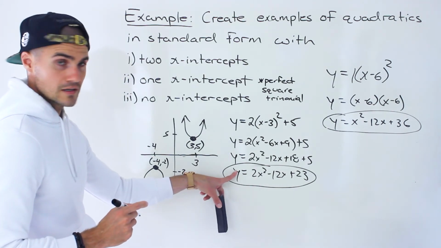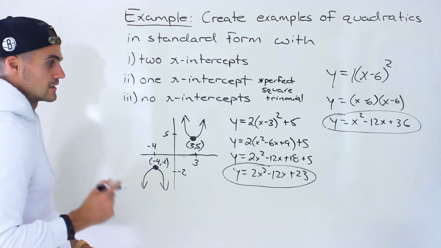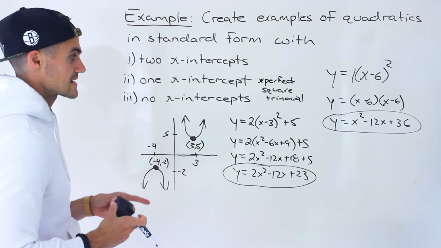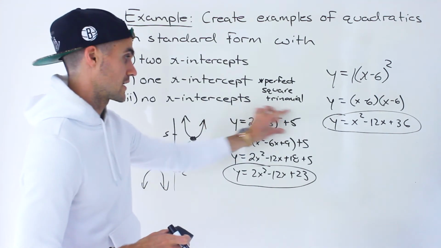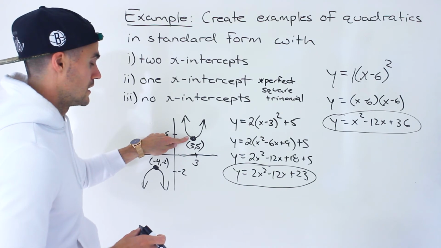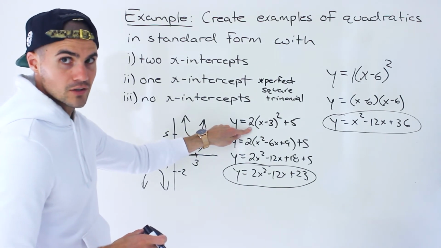If you plot this, you'd end up getting something similar to that, where it's not going to be crossing that x-axis. But we started it off with the vertex form, picking a vertex above the x-axis, 3 and 5, and then making sure that the a value is positive.